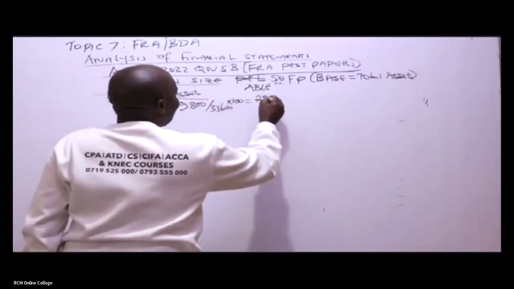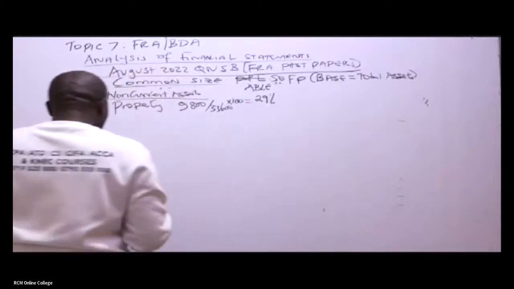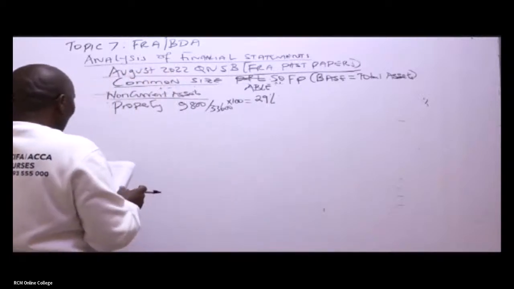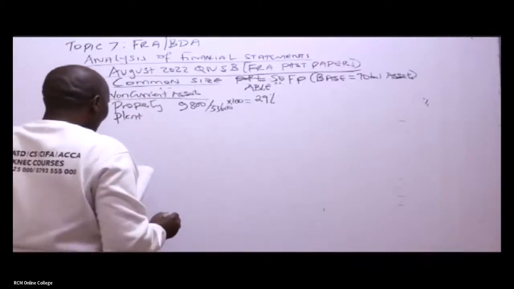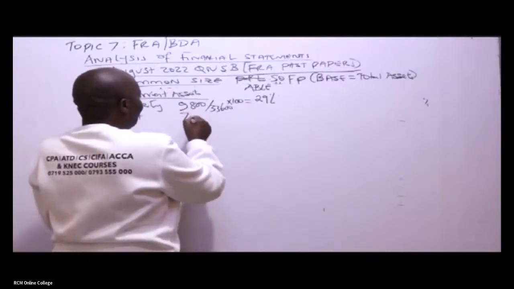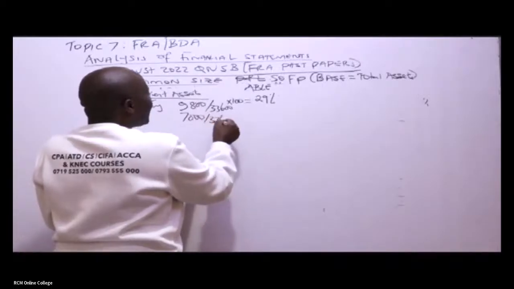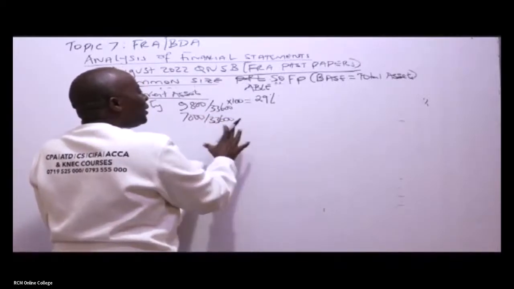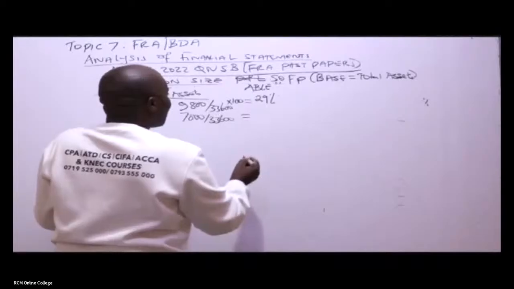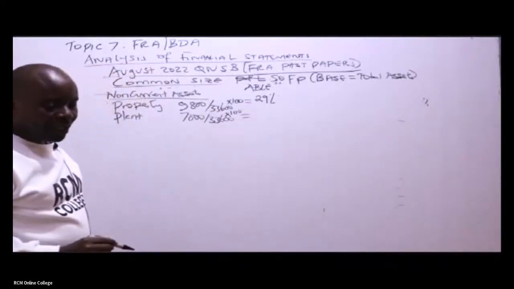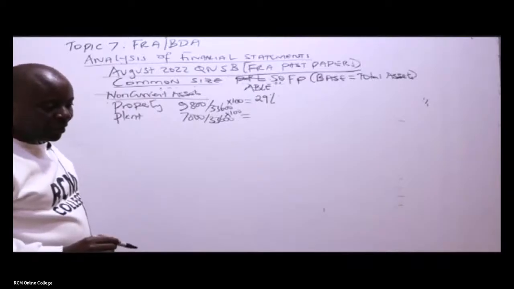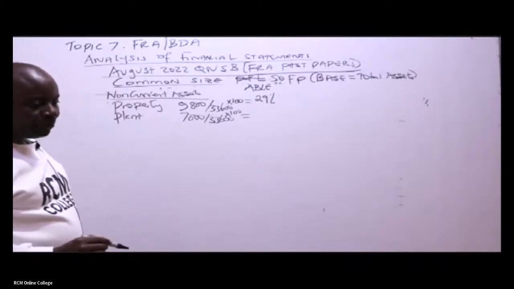That is Able, 29%. Then get to the second item here, we have plant. Plant, I can see there 7,000 divided by 33,600, which is the common baseline, times 100. Give me a figure there.